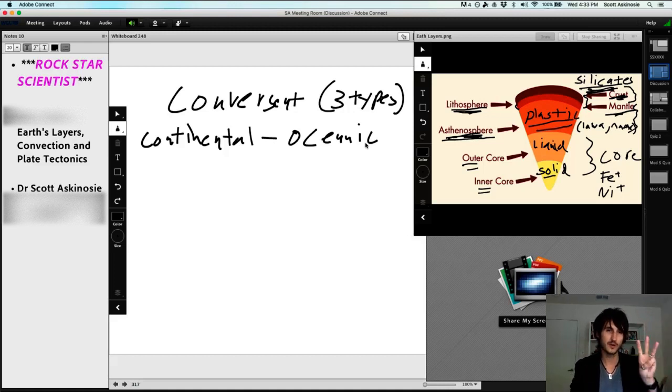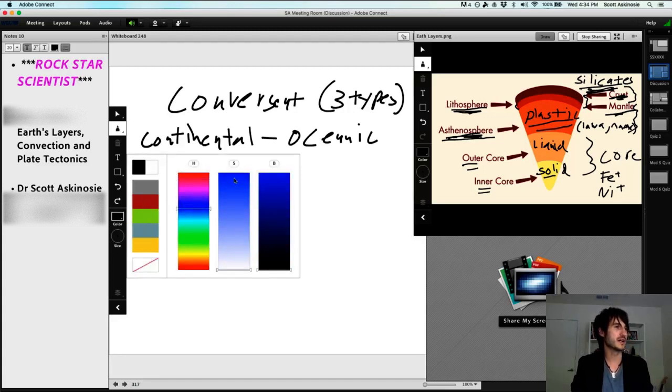But we're still talking about there are three types of convergent boundaries. So based on what I just told you, you can probably guess. The three types of convergent boundaries are you either have two continental plates coming together, an oceanic and a continental plate coming together, or two oceanic plates coming together. There are no other options. So let's talk about each one of those.